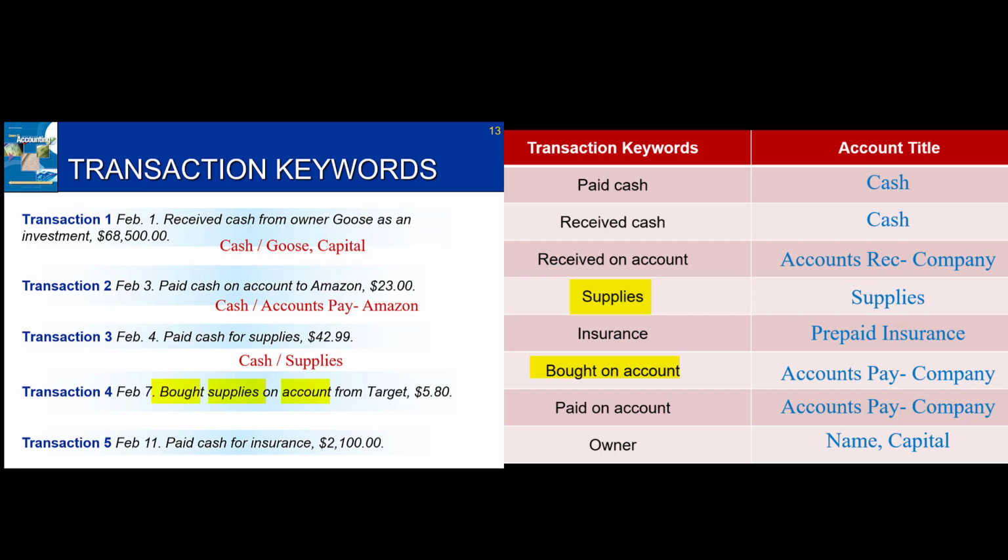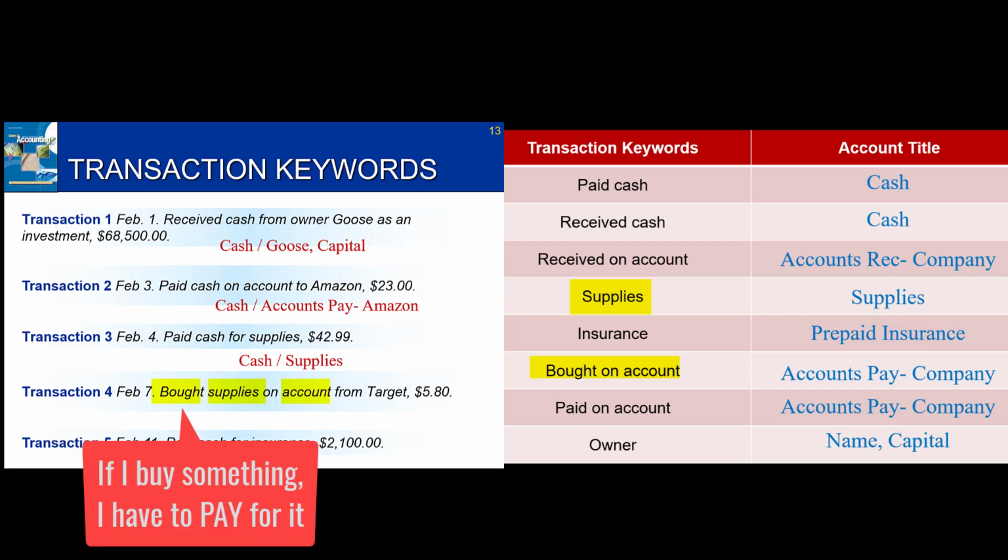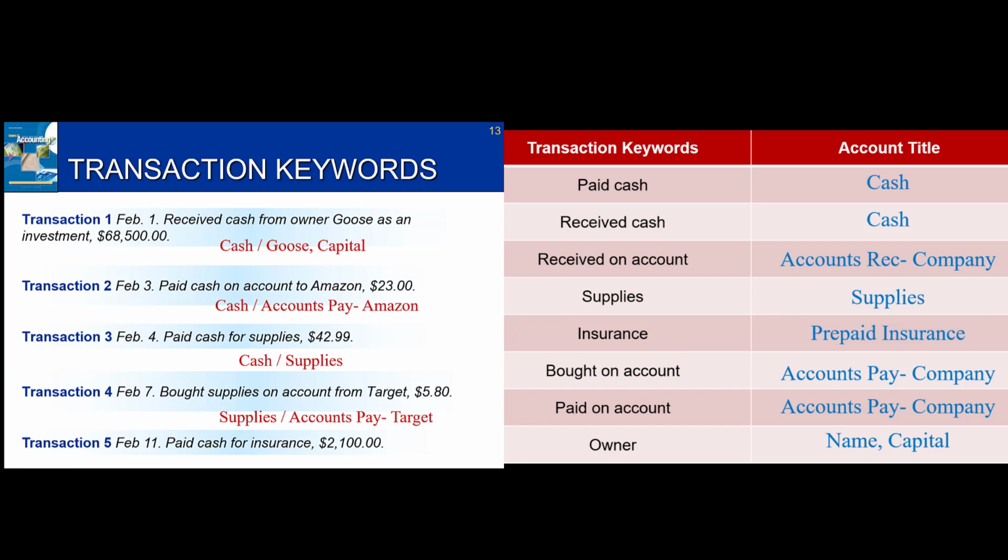And I'm looking for more keywords here, and I see the word account and I see the word bought. These are the two keywords that together, remember, I think of when I buy something, I have to pay for it. So I'm going to use accounts payable. So I've got supplies and then accounts payable to Target. For my last transaction, I've got paid cash for insurance. So boom, right away I've got cash. And then the next word that matches up here is insurance, and that matches up to prepaid insurance. So I've got cash and prepaid insurance.